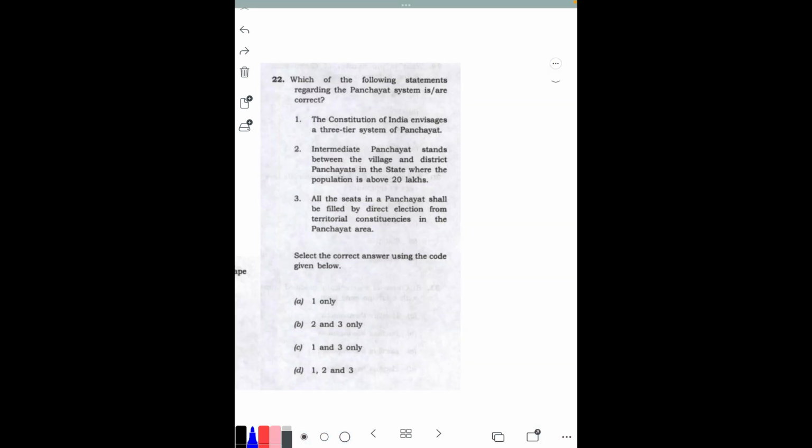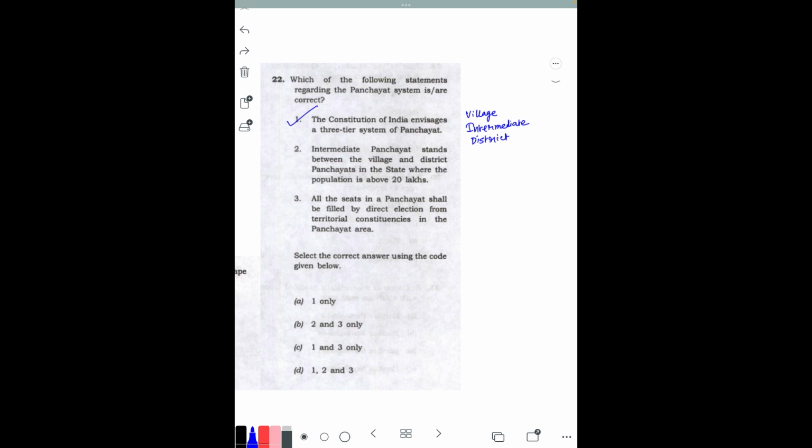One of the following statements regarding the panchayat system is or are correct. The first statement is: the Constitution of India envisages a 3-tier system of panchayat. So the 3-tier system is the village level, the intermediate level, and the district level.